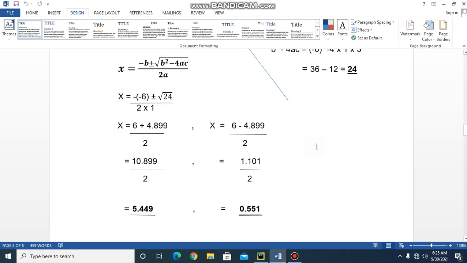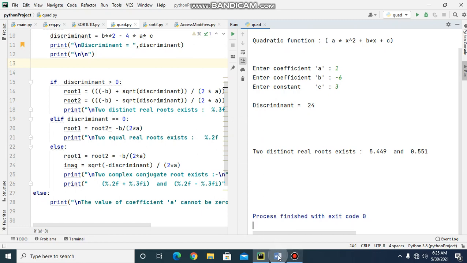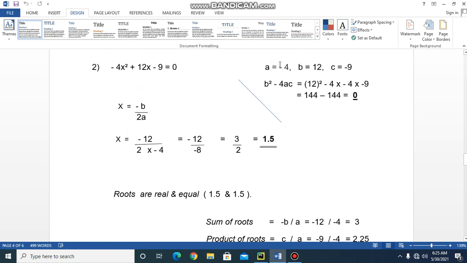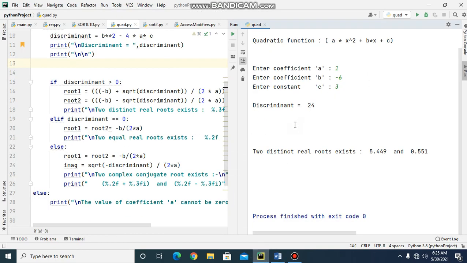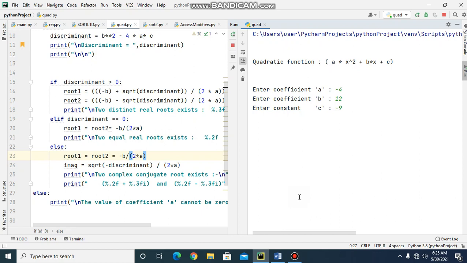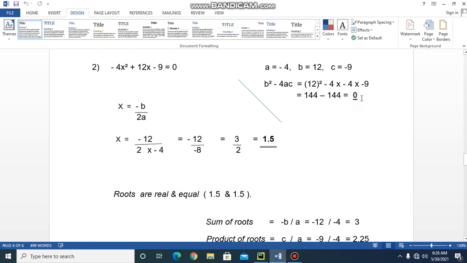Now we will see the next example. Here the coefficients are minus 4, 12 and minus 9. So discriminant is 0 and we have got two equal and real roots with value 1.5.